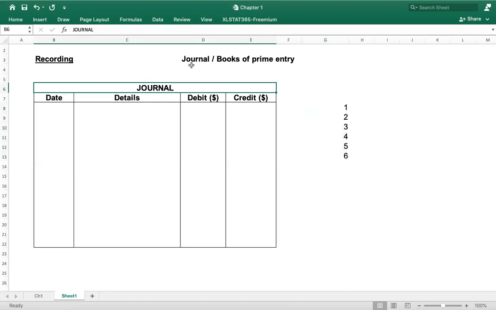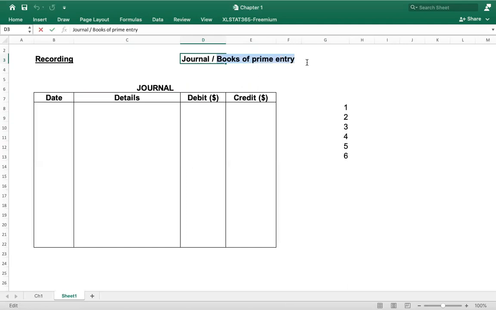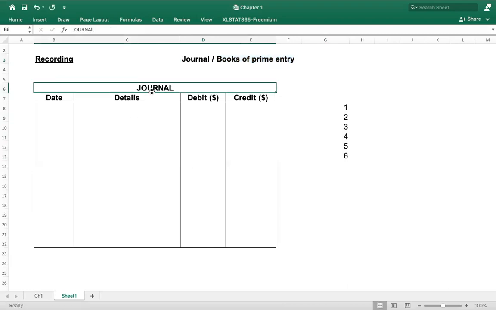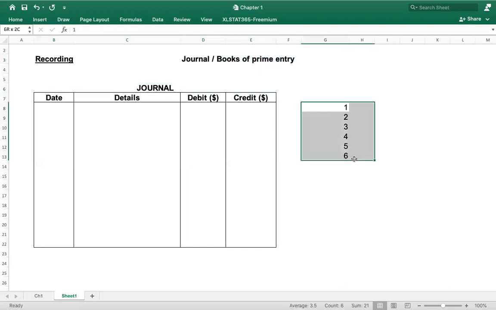So journal will be maintained in small businesses, and books of prime entry in large businesses where the number of transactions is numerous. Many transactions are conducted on a daily basis, so one notebook is not enough. They need to maintain several notebooks, and those several notebooks are collectively known as books of prime entry, right? It's not necessarily six, it can be any number. But usually six. In due course, we will learn the names of these books.